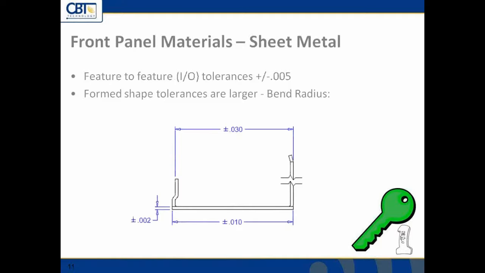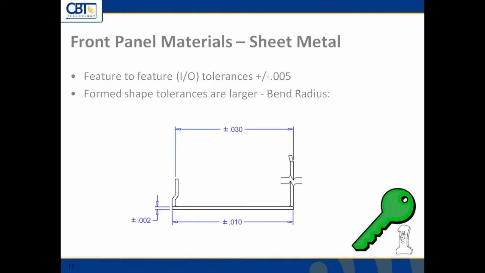When we talk about that front panel itself, the issue usually is not the length of the front panel. The issue is not the feature to feature, as we would consider, or the I/O. So if you have connectors in the front, the dimensions and tolerances from one connector to another can be held very tightly. Same with all machining processes, so there's no issue with that there.